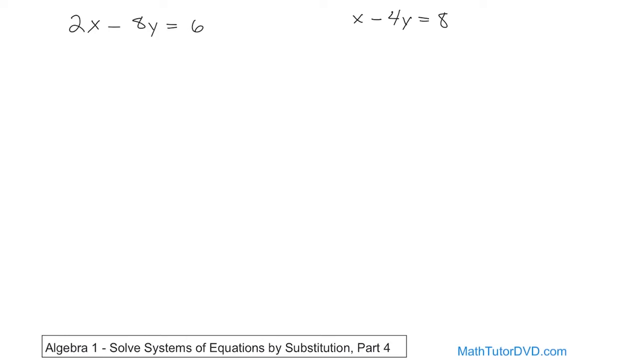Now, the easiest thing to do, just looking at it, is over here we have the x. It's just nice and off by himself, so let's move the 4y over here by adding 4y to both sides. So we add it to the left, we're just going to have x left over, and on the right we're going to have 4y plus 8. All we did was add 4y to both sides.